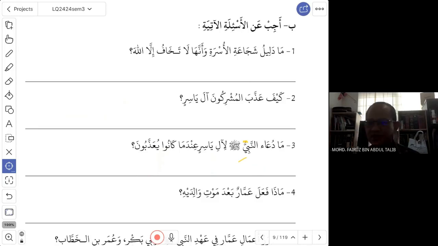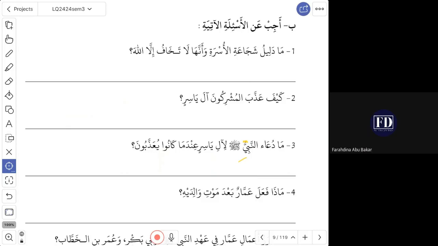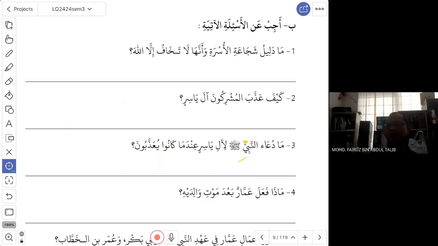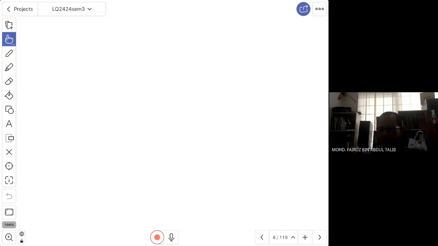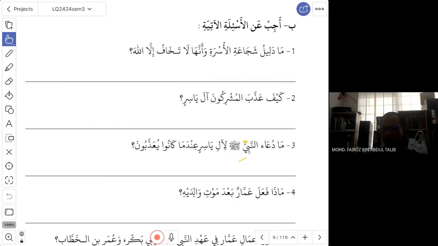Okay, so say the dua just now. صبرا آل ياسر فإن موعدكم الجنة. Sabran ala Yasir fa inna maw'idakum al-jannah. Naam, sahih. So this is a very famous dua. Sabran ala Yasir fa inna maw'idakum al-jannah. Okay, sahih. So that is hadza huwa al-jawab li as-su'al as-salis. Tayyib. As-su'al ar-rabi'.